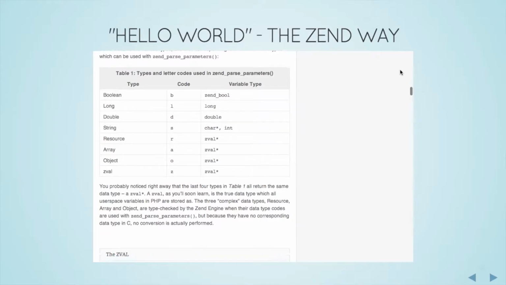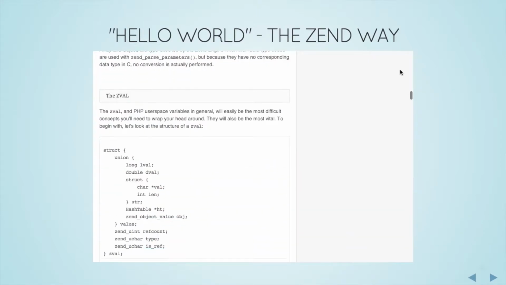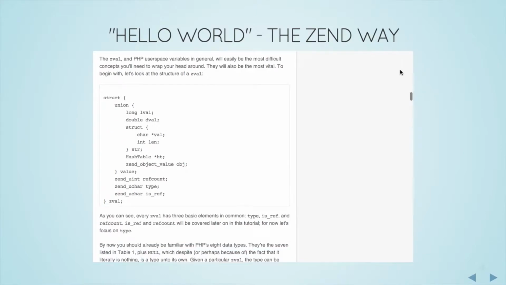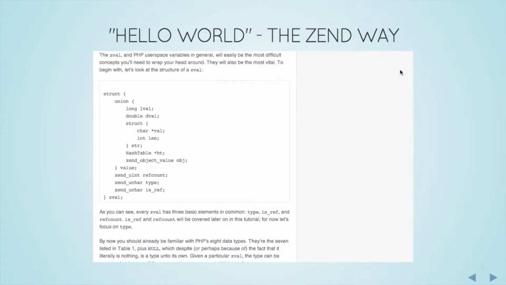Let's see all the different types of variables. And this is the value object that you need to understand if you want to write PHP extensions. It's difficult. It is some structure that can be a long value or a double value or a string or a hash table, which is used for arrays, or an object value if it is an object.